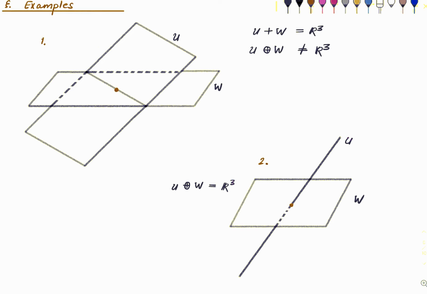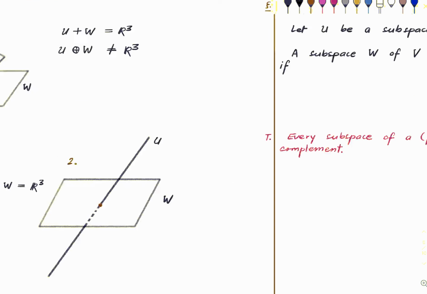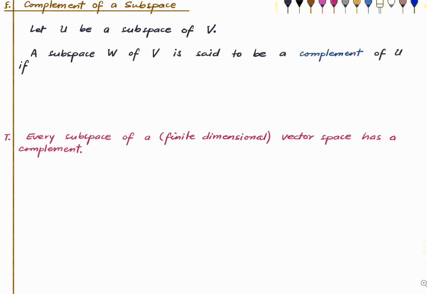So very simple. And now let us look at the notion of complements. So let U be a subspace of V. We say that a subspace W of V is a complement of U if V is the direct sum of U and W. That's the definition. So let's look at an example. We have R2 and suppose this is U.